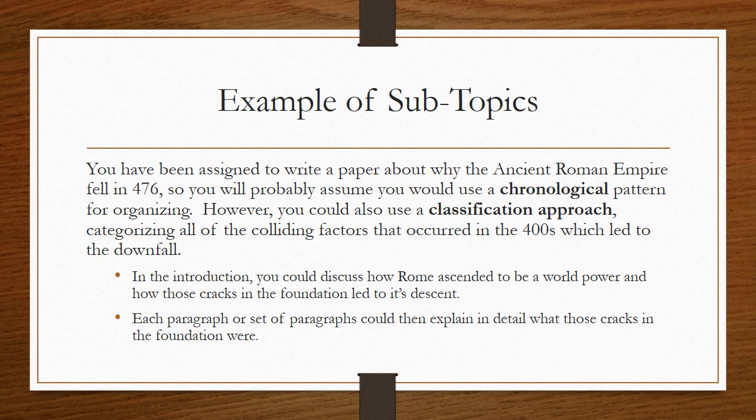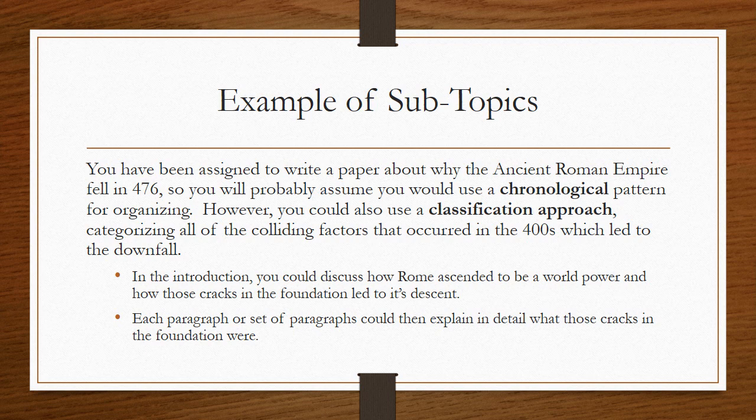So you've been assigned to write a paper about why the ancient Roman Empire fell in 476. Not really, but you can pretend. So you will probably assume you could use a chronological pattern for organizing, meaning you're going to start at the beginning and go to 476. However, you could also use a classification approach, categorizing all of the colliding factors that occurred in the 400s, which led to the downfall. In the introduction, you could discuss how Rome ascended to be a world power and how those cracks in the foundation led to its descent.